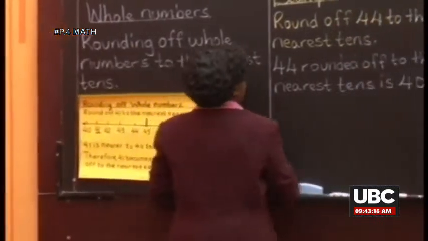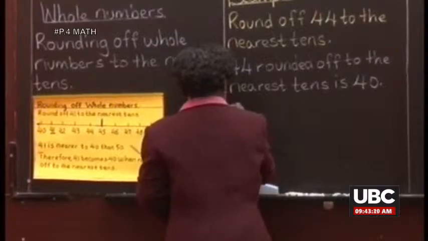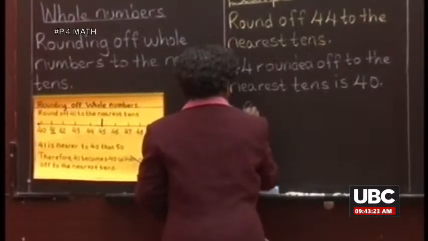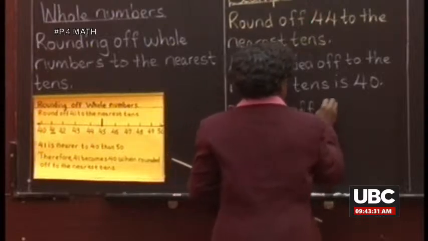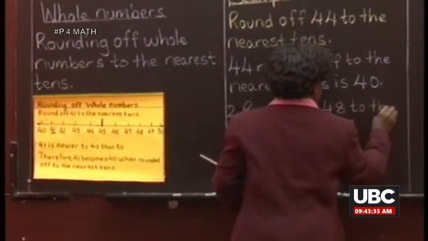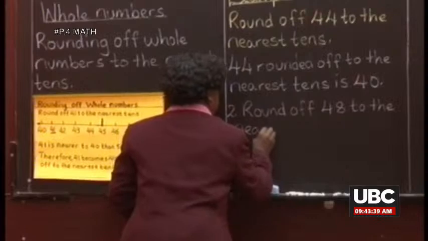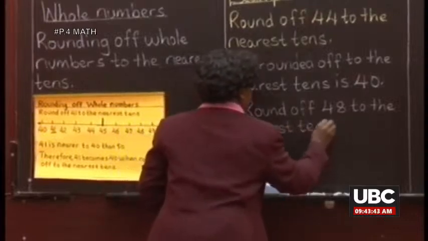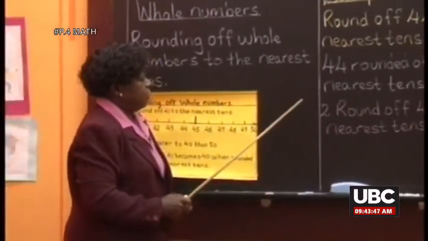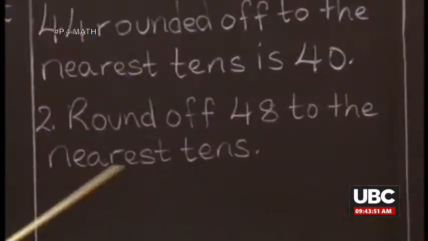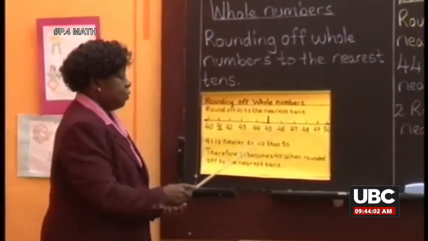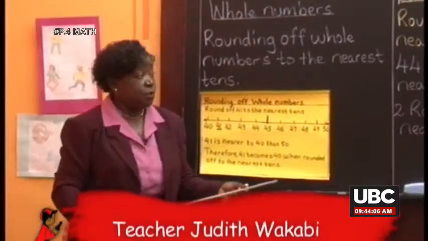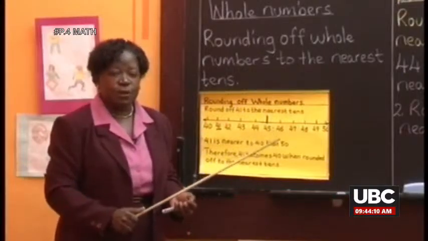Let's look at another example. It reads, round off 48 to the nearest tens. Look at our number line and try to trace where 48 is. Let's go for our break as we think about the right answer. Enjoy your break.